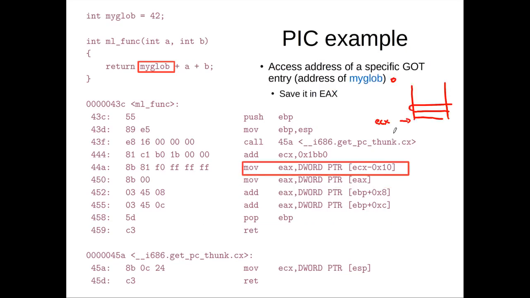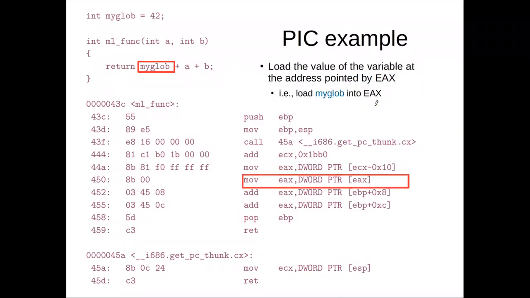So we loaded the memory from this address into the EAX. And on this next slide, the actual value of the variable, which is pointed to by the EAX, is loaded into the EAX register. So this EAX will get the value of my global after this instruction, right? Okay, cool. That's what we wanted. So we got my global, and we do this addition after that.